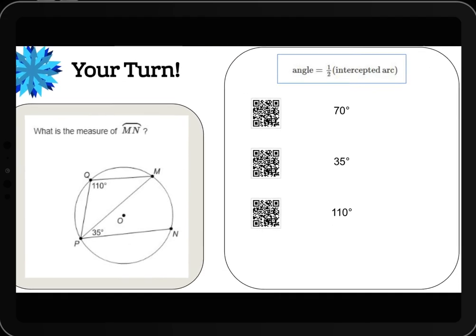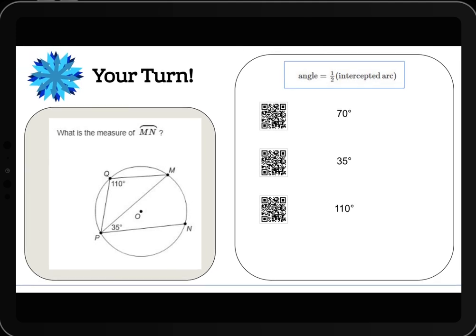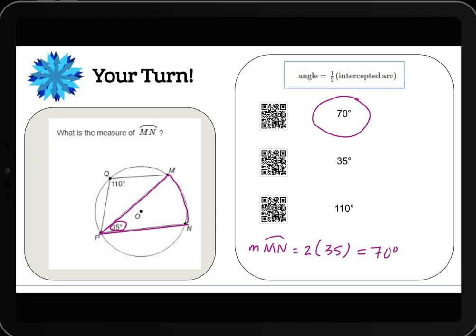So here's one you could pause and try yourself. Here you're looking for the measure of arc MN. Looking at the diagram, that seems fairly straightforward because they told me they're looking for this particular arc, and it is in fact this angle that is inscribed. So the measure of arc MN has to equal twice the inscribed angle value. That means we should select 70 degrees for our answer to that arc measure. Okay, it's double the inscribed angle.